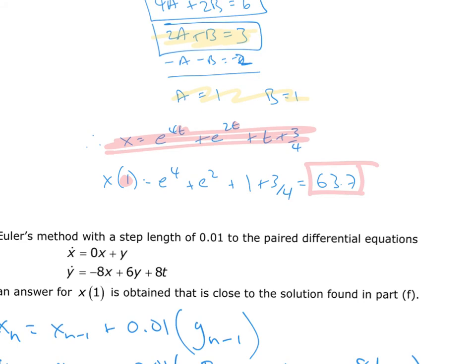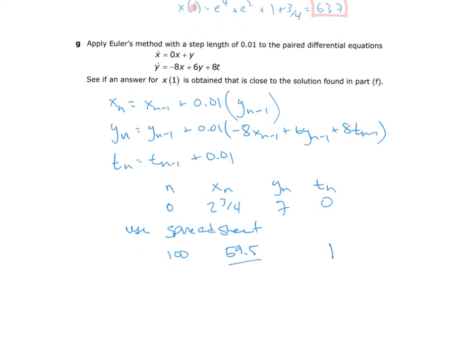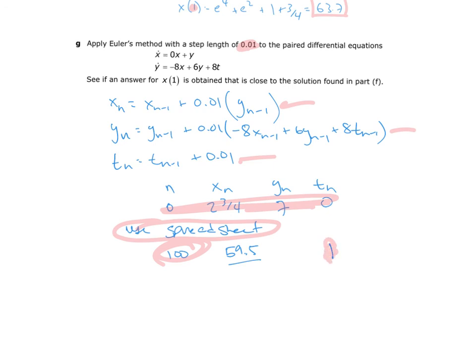And then finally, the last bit is applying Euler's method. Here are the equations we're going to have, and these will be my starting values, which I already know from part F. I am going to use a spreadsheet because I'm actually going to go to 100 steps if I have read this correctly. If this is my step to get to the value of 1, it says on the answer key that I'll get 59.5. Quite involved, heavily algebraic. That step D is quite challenging.